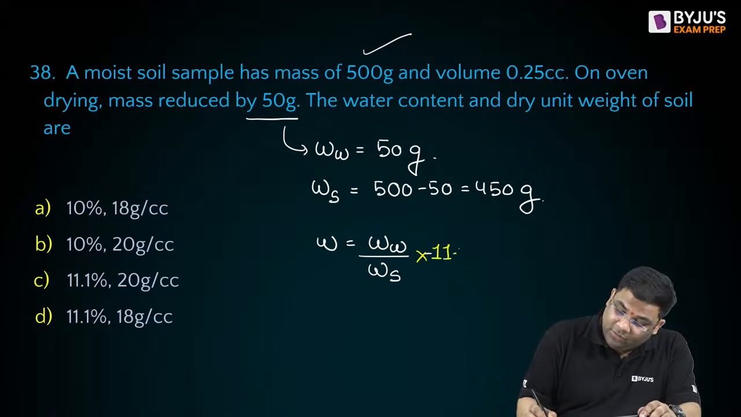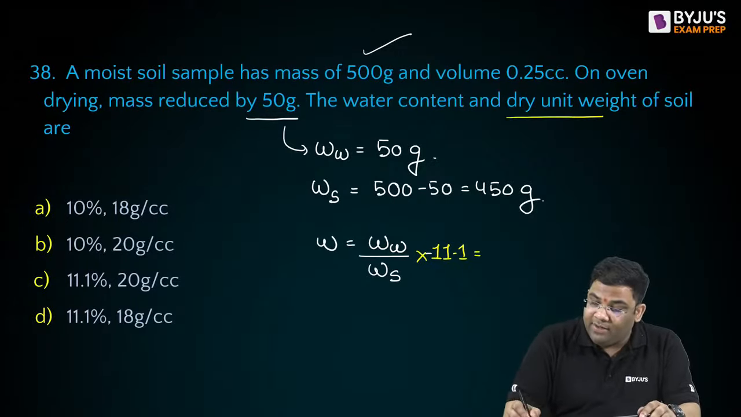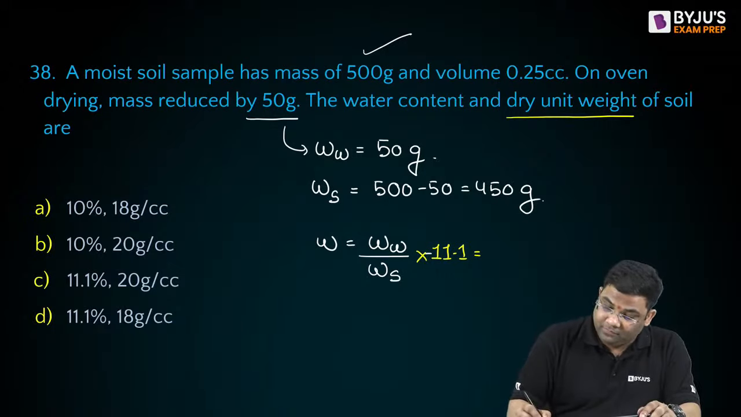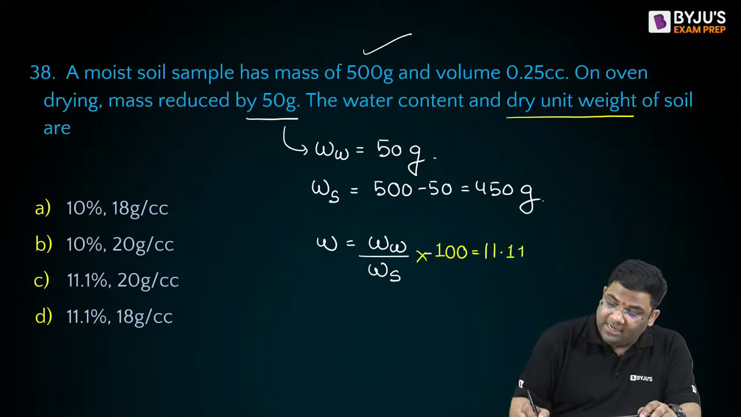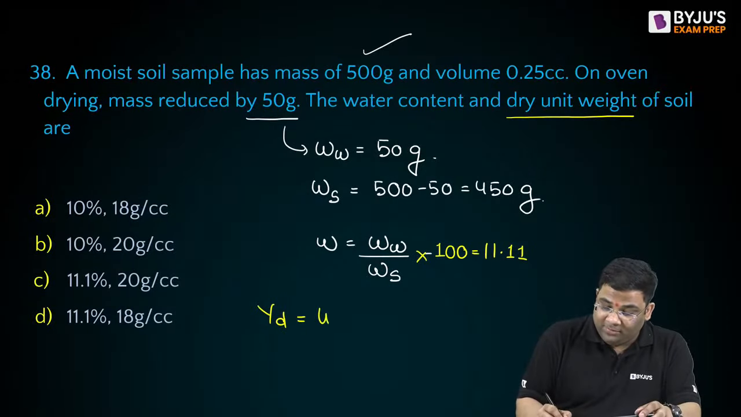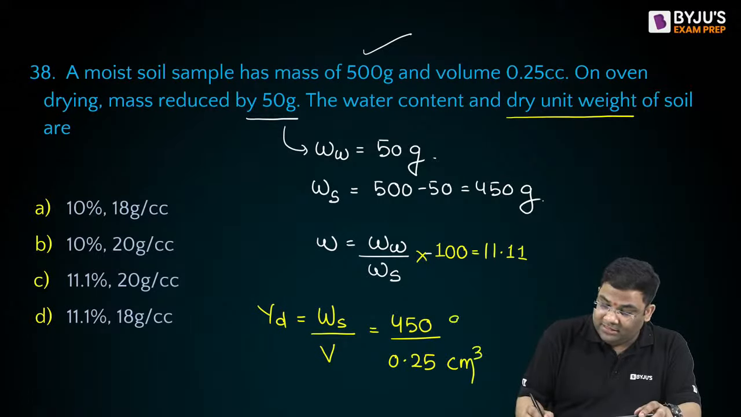What is your dry unit weight? Very simple, right? Dry unit weight will be the dry weight, or weight of solids, divided by total volume. Weight of solids is how much? Your 450 divided by total volume, 0.25 centimeter cube, right? And this is gram. So how much can I get?